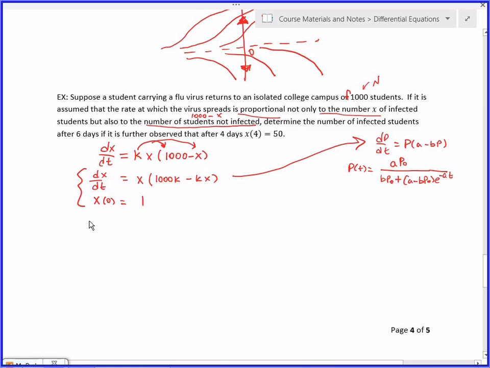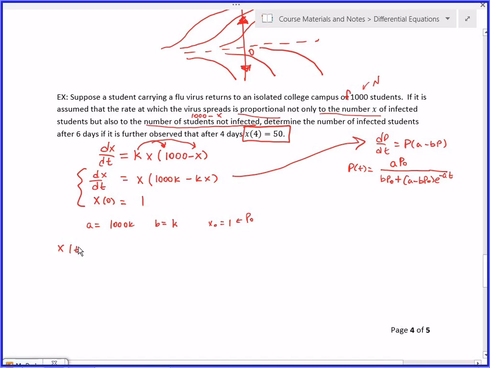What's A? 1,000k. It's got both, yeah, it's the whole constant there. We don't know what k is yet. We're going to actually end up using this right here to find k. B is k. The number times your dependent variable. And of course our initial condition x naught is 1, or p naught, whatever you want to call it.